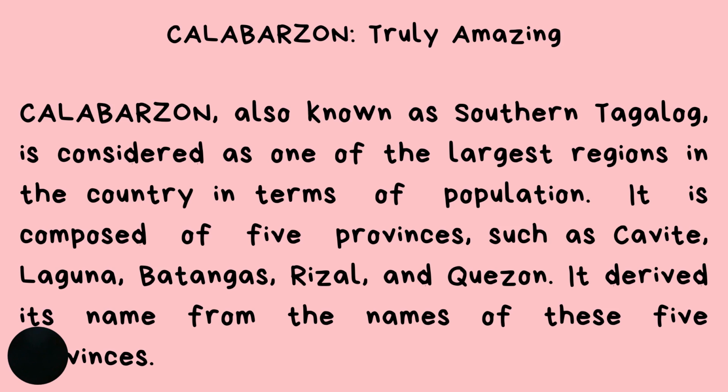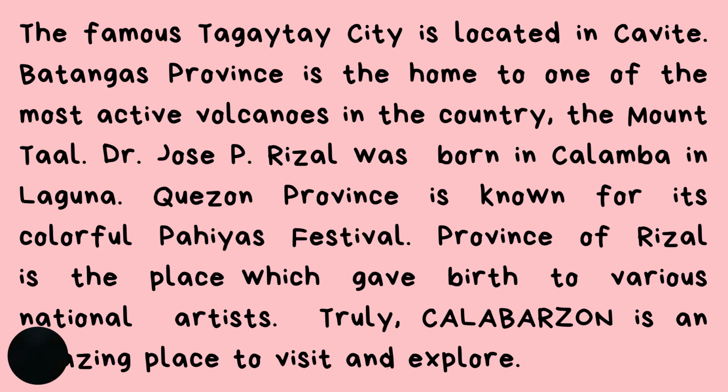Calabarzon, also known as Southern Tagalog, is considered as one of the largest regions in the country in terms of population. It is composed of 5 provinces, such as Cavite, Laguna, Batangas, Rizal, and Quezon. It derived its name from the names of these 5 provinces. The famous Tagaytay city is located in Cavite. Batangas province is the home to one of the most active volcanoes in the country, the Mount Taal.